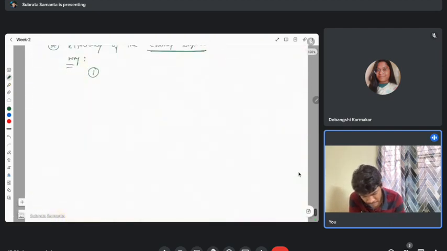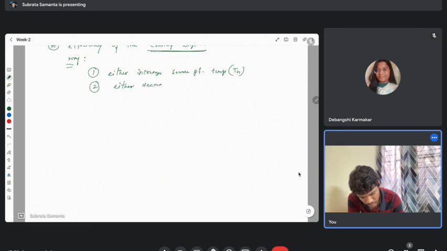So either increase the source point temperature, that means TH, or decrease the sink point temperature, TL, because we want TL by TH to decrease. This implies that eta increases.